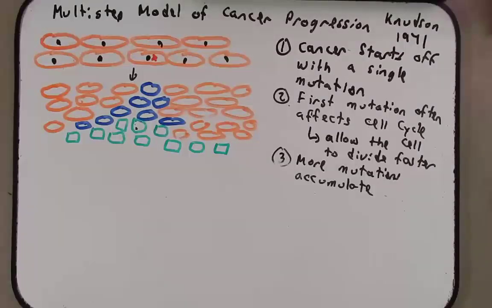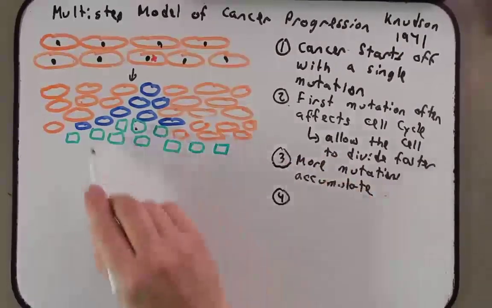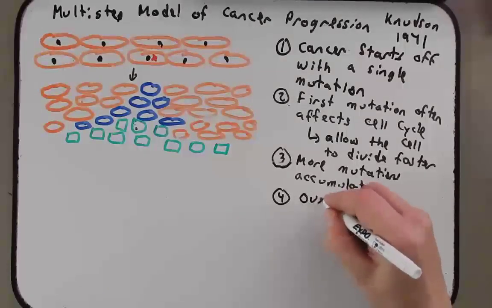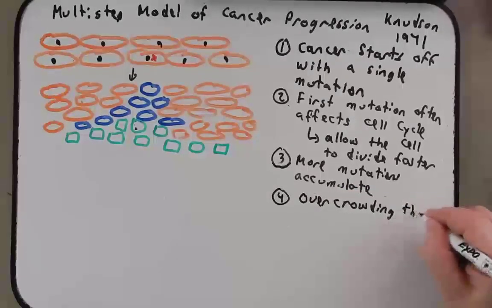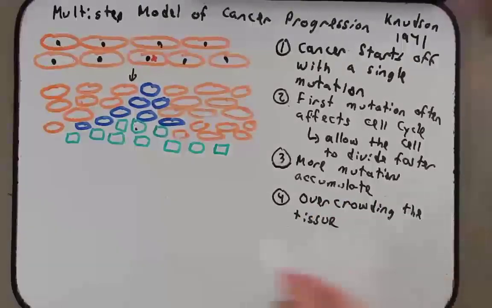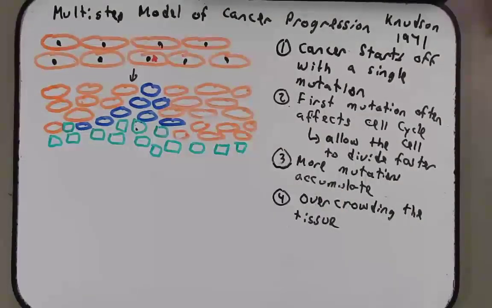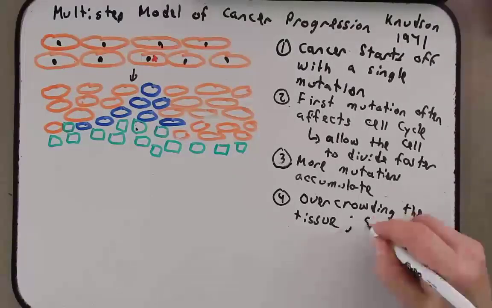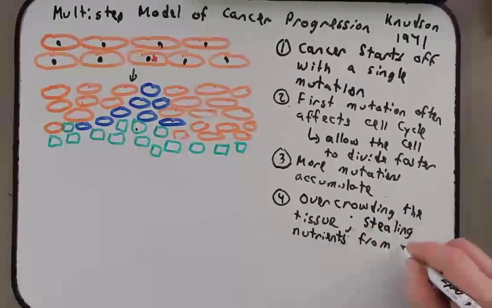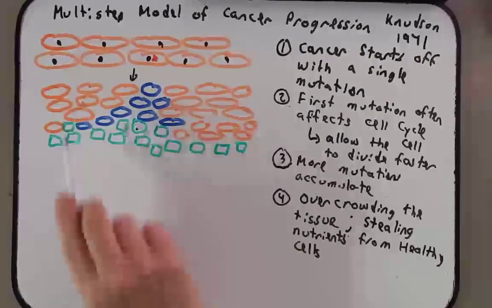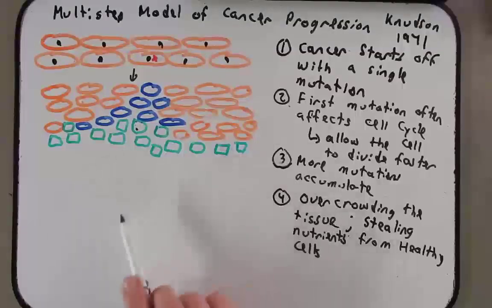A key step now is that these cells are dividing faster. So they're doing two things. They're overcrowding the tissue. So more and more of the cells are now going to be this mutated form, and fewer of them are going to be of the original form. And because of that, they're stealing nutrients from healthy cells. So not only are they growing faster, and that's preventing these other cells from dividing, but they're stealing all the nutrients because they're growing faster.